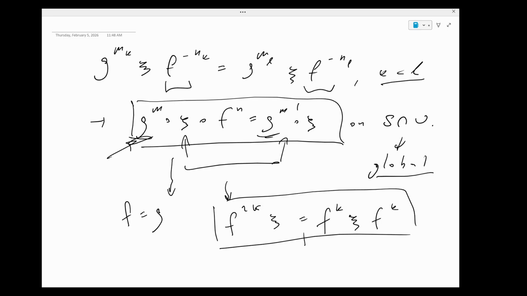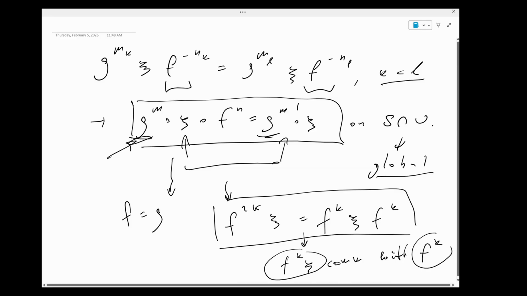And what this tells you is that f^k c commutes with f^k, which means that f^k, c, and f^k have the same measure of maximal entropy, and this measure of maximal entropy is mu_f. If two rational maps commute, they have the same measure of maximal entropy, and this has to be mu_f.